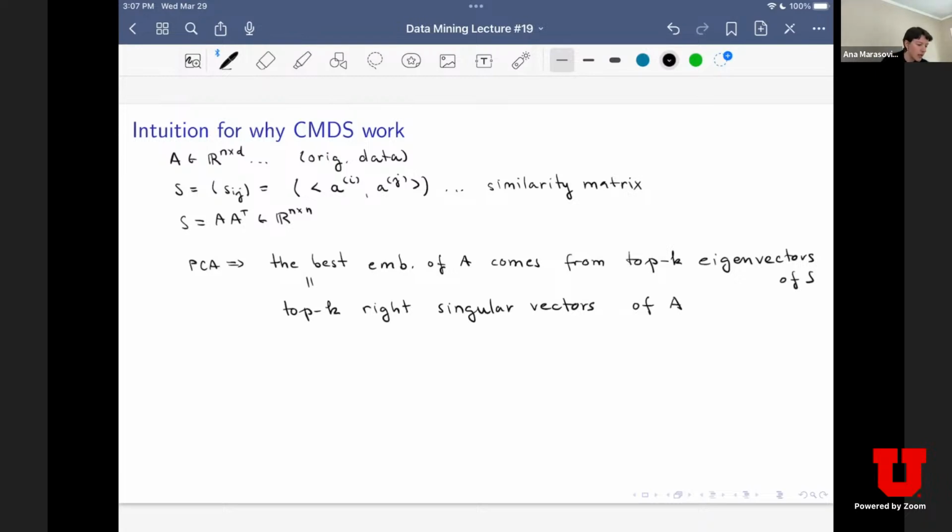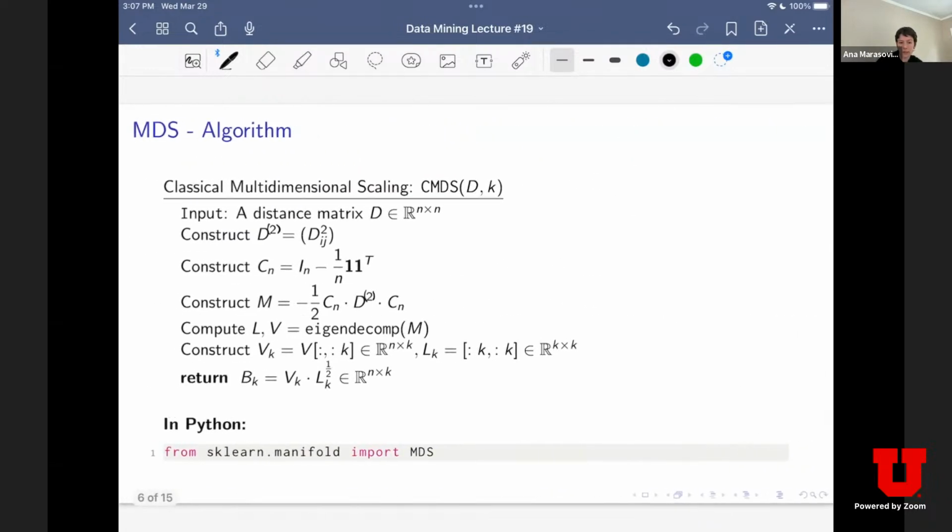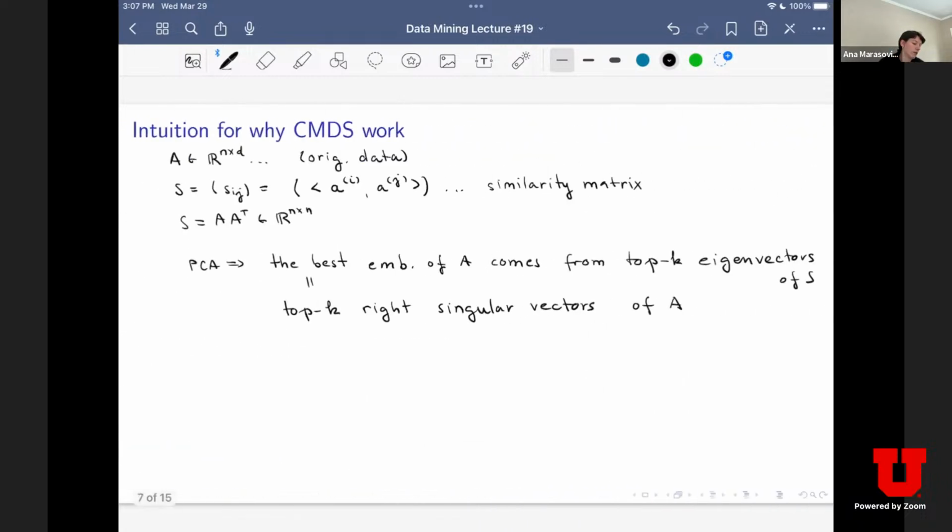So, all right, let's see how this brings us to this algorithm. How, knowing that the best embedding of A comes from the top k eigenvectors of the similarity matrix, is related to the distances, because we do know that distances are in a way related to similarities.